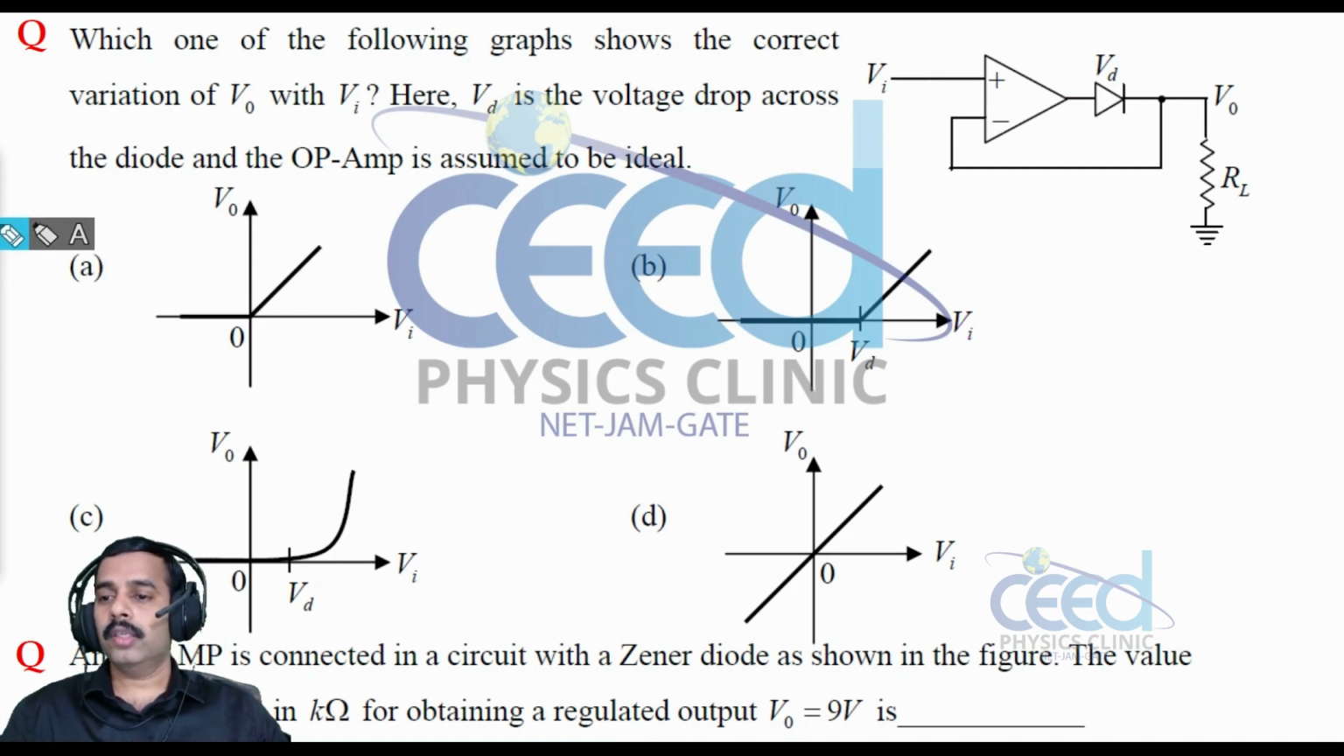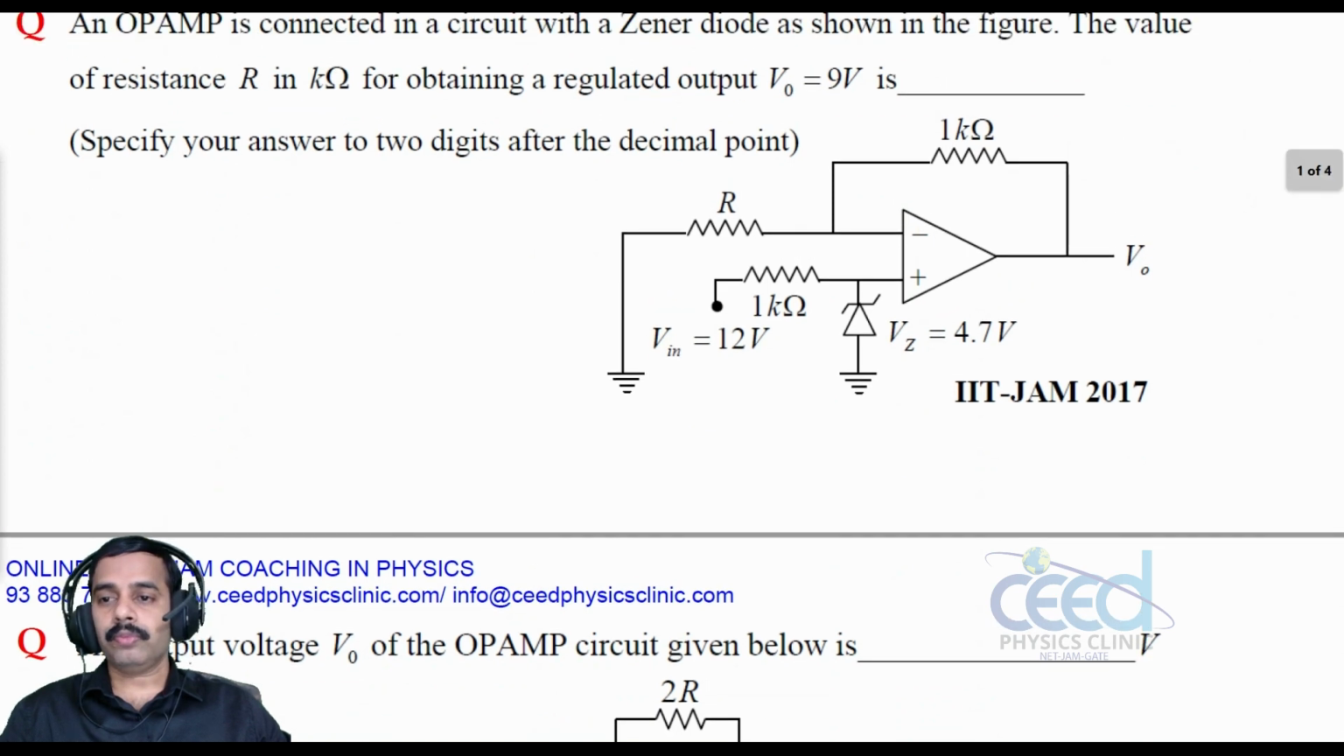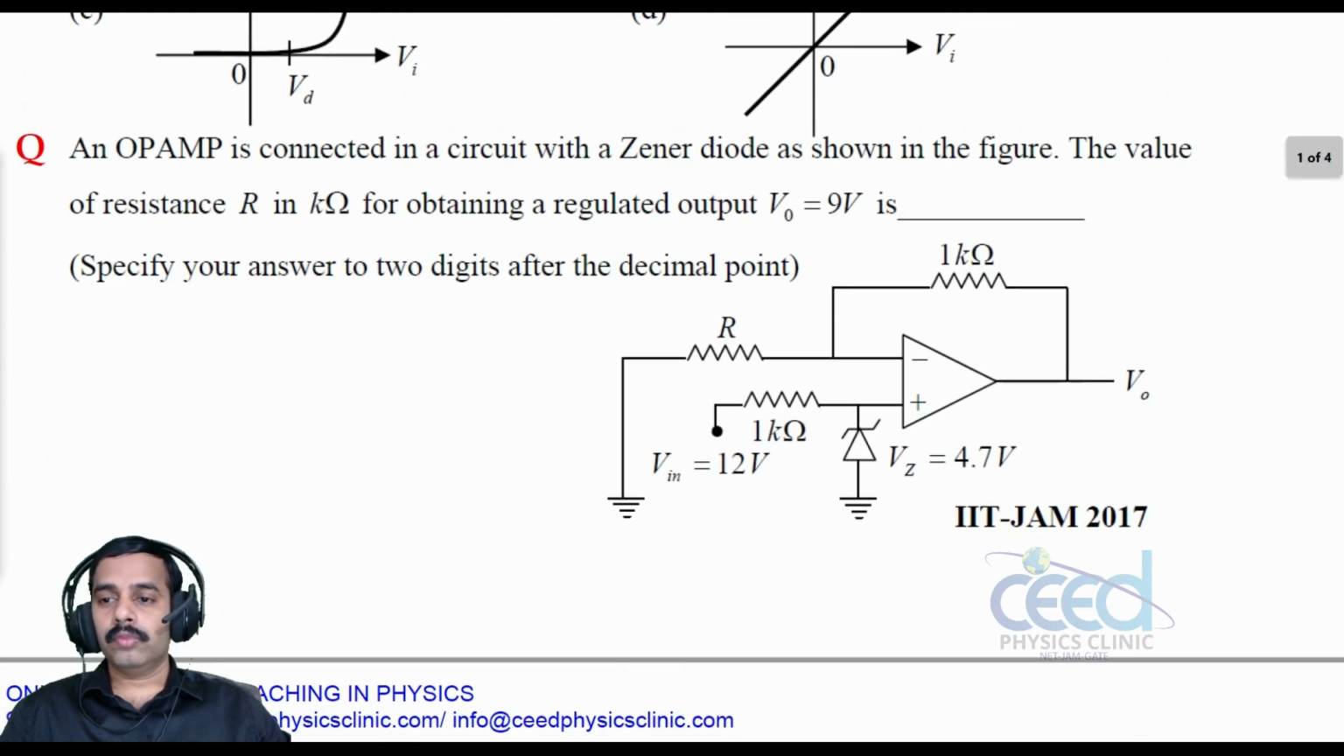All right, now let us come to another question. An operational amplifier is connected in the circuit with a Zener diode as shown in the figure. The value of resistance R in kilo ohm for obtaining the regulated output V0 equal to 9 volt is asked. So we require a regulated output of 9 volt.